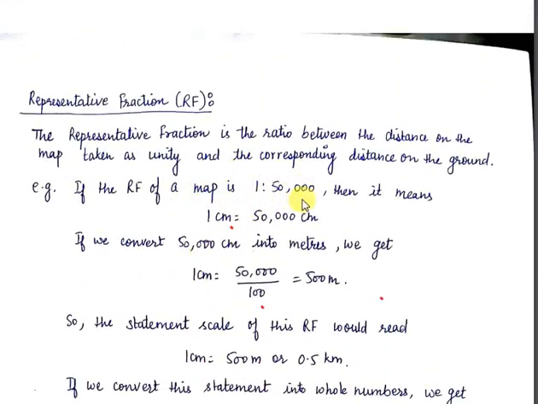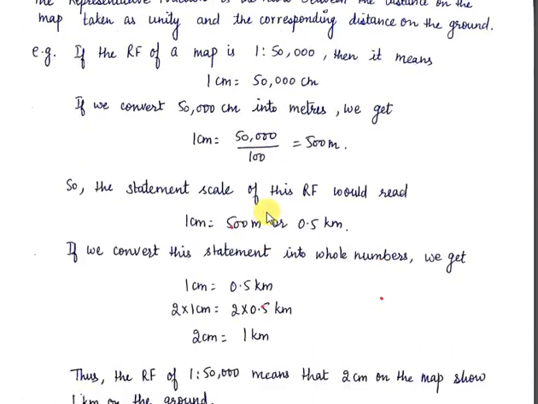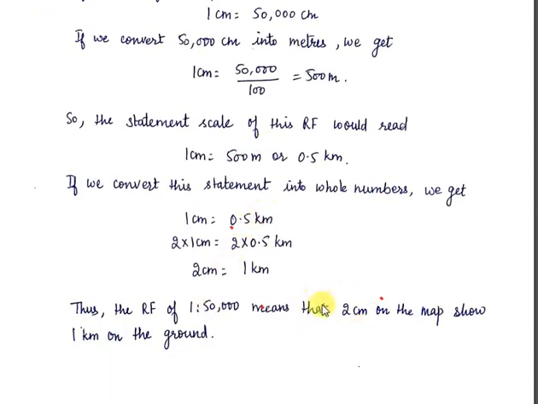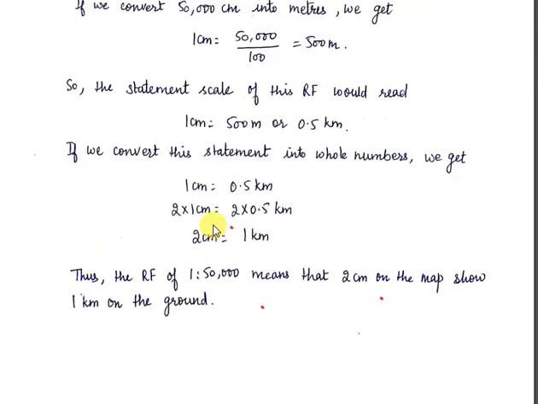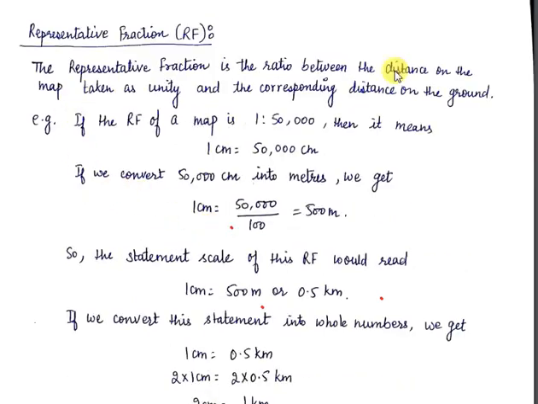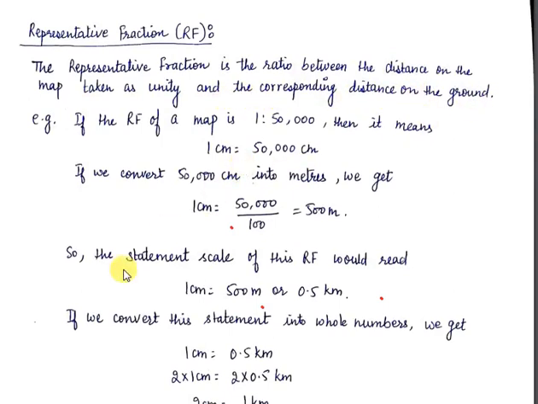So this is what we mean by 1:50,000. If 1:50,000 is given in the map, it will mean that 2 centimeter on the map shows 1 kilometer on the ground. We are reducing these values so that it became 1:50,000. This is the meaning of the representative fraction. It is the ratio between the distance on the map taken as unity and the corresponding distance on the ground.